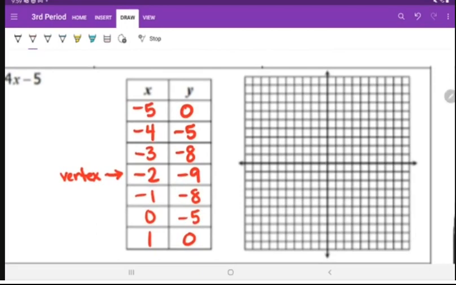We have the points (-5, 0), (-4, -5), (-3, -8), (-2, -9), and then the pattern kind of starts repeating itself going up in the other direction. Remember, these are symmetrical, so once you get to your vertex, it's just going to flip and go in the other direction, but it'll be exactly the same.